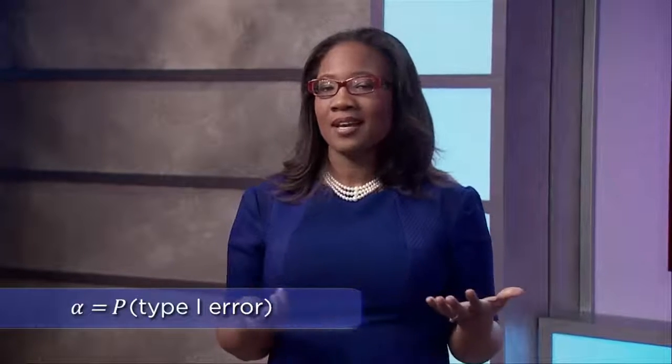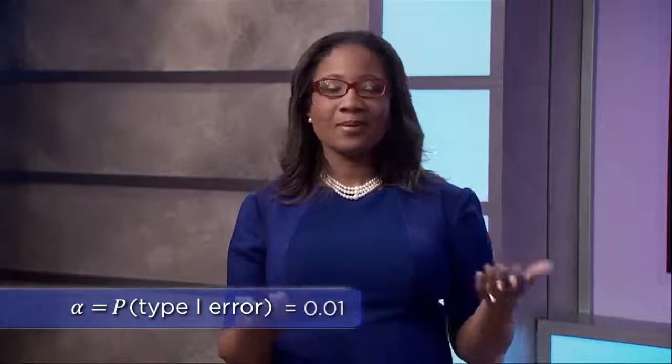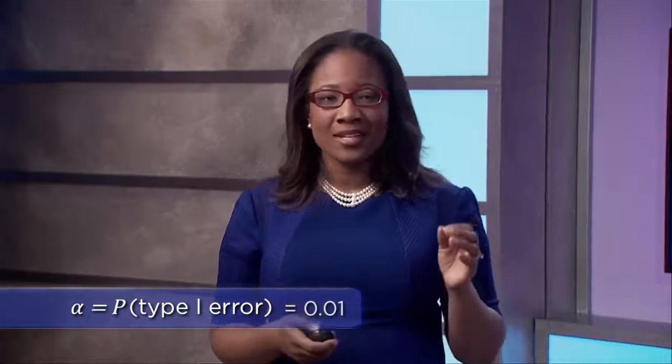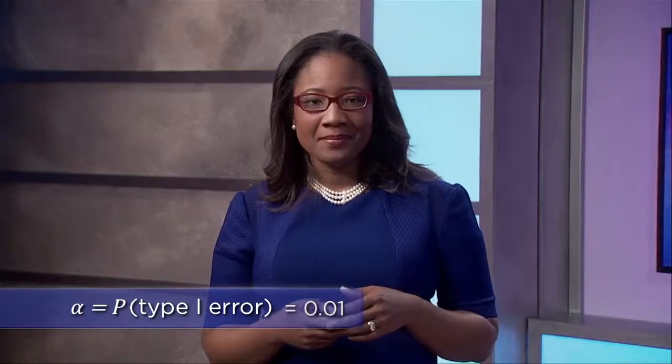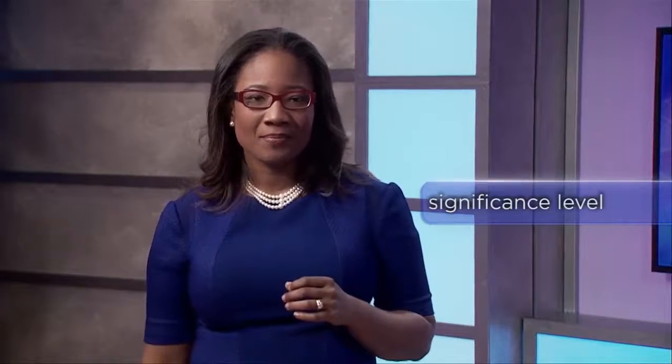Now, if we couldn't tolerate that, we could also choose a different level alpha, maybe alpha equals 0.01. So then we'd mistakenly convict an innocent person 1% of the time, right? And correctly make the decision 99% of the time. We call that alpha our significance level.